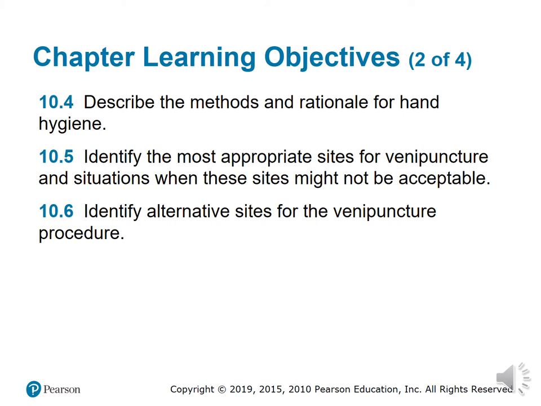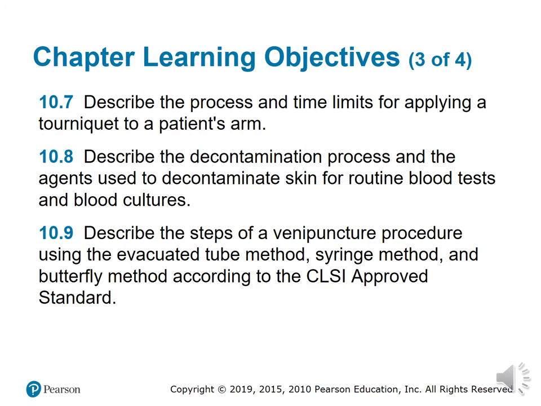Describe the methods and rationale for hand hygiene. Identify the most appropriate sites for venipuncture and situations when these sites might not be accessible. Identify alternative sites for venipuncture procedure. Describe the process and time limits for applying tourniquet to a patient's arm. Describe the documentation process and the agents used to decontaminate skin for routine blood tests and blood cultures.